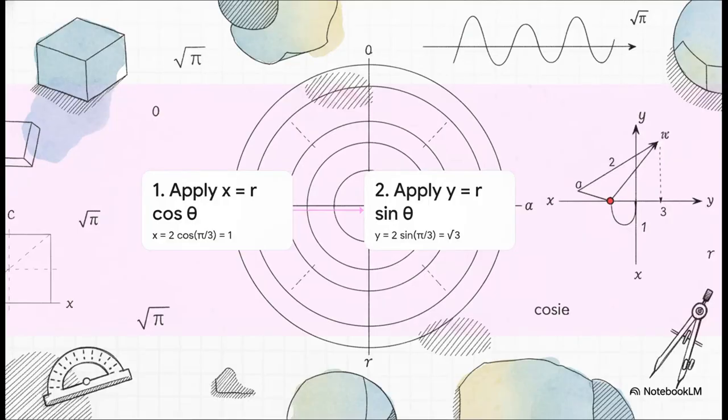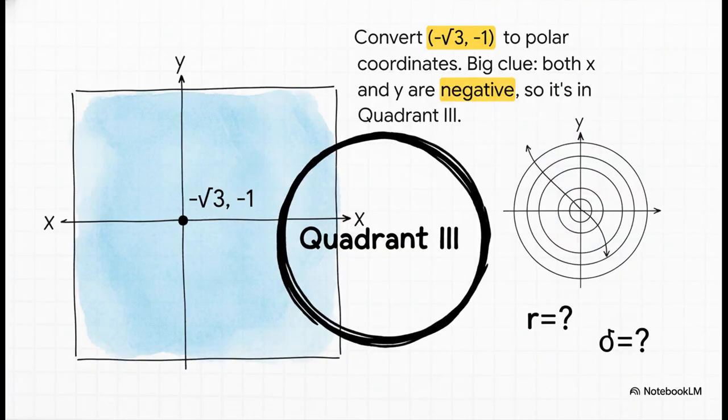This direction is usually the easier one. You just plug the values straight into our formulas. For x, we get 2 times the cosine of pi/3, which is just 1. For y, we've got 2 times the sine of pi/3, which is the square root of 3. So boom, our rectangular point is (1, √3). Easy as that.